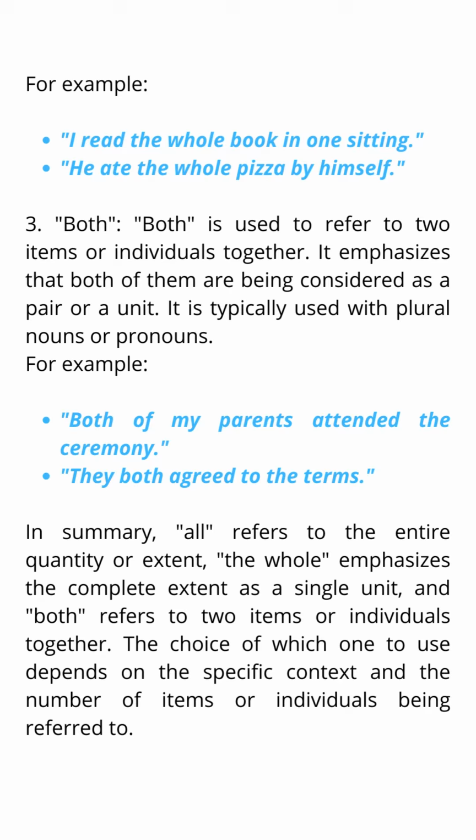In summary, all refers to the entire quantity or extent, the whole emphasizes the complete extent as a single unit, and both refers to two items or individuals together. The choice of which one to use depends on the specific context and the number of items or individuals being referred to.